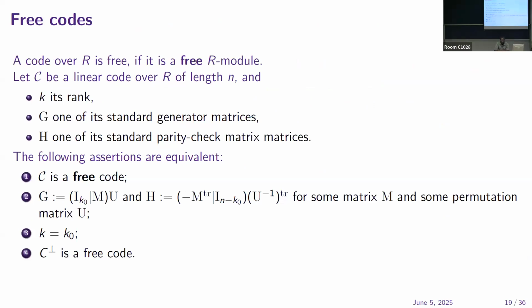Okay. Free codes. We have this characterization of the free code. C is a free code if and only if the generator matrix can be put in this form, and the parity check matrix can be put in this form. C is free if and only if its dual is also free.